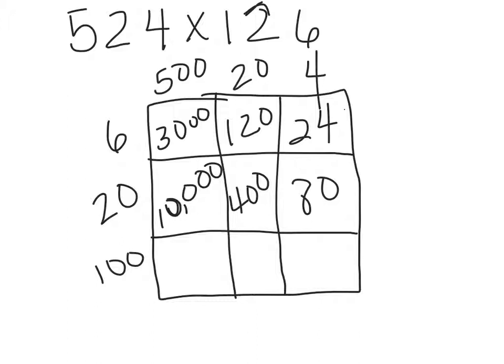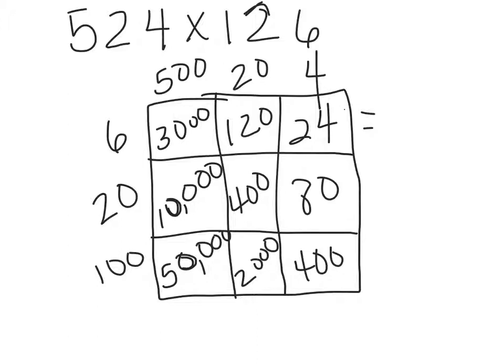On the next row, 100 times 500, 1 times 5 is 5, hundreds times hundreds gives me 10,000s, so I get 50,000. 100 times 20 gives me 2,000, and 100 times 4 gives me 400.